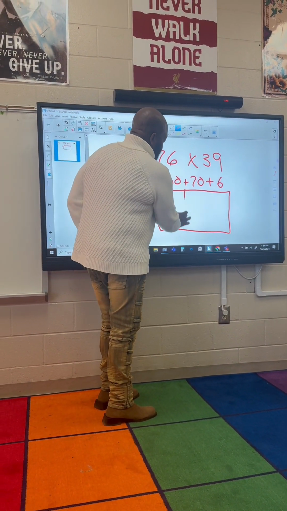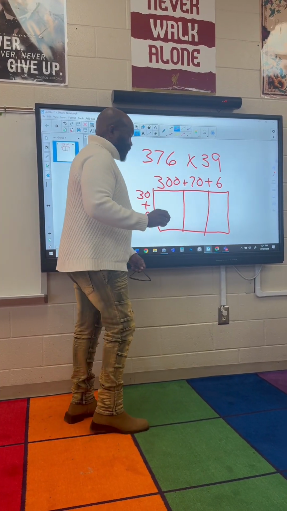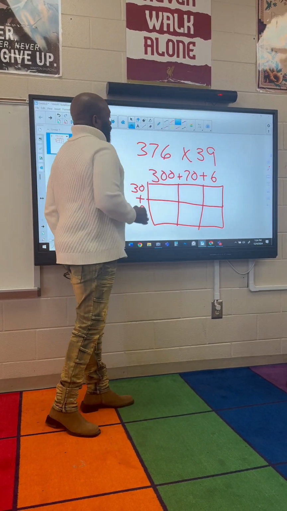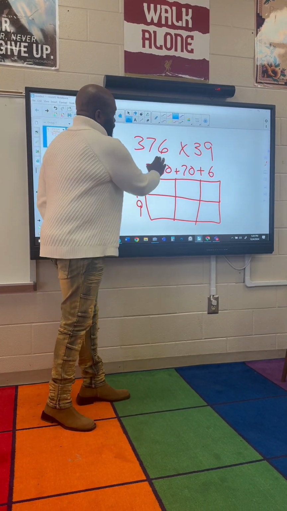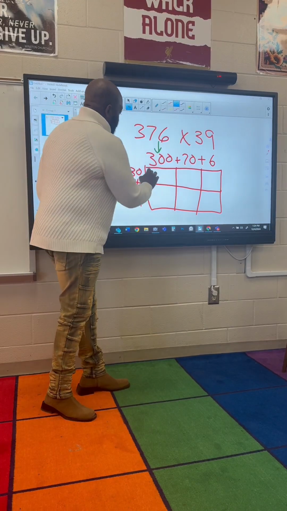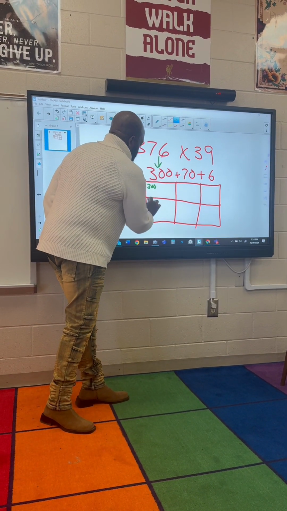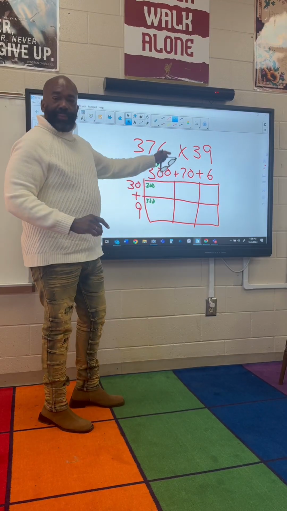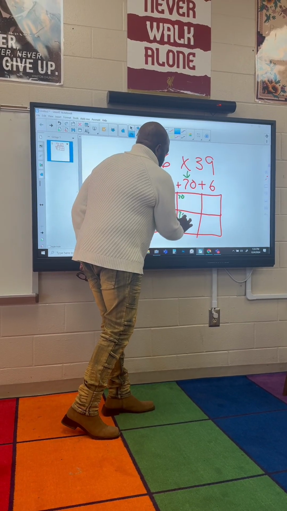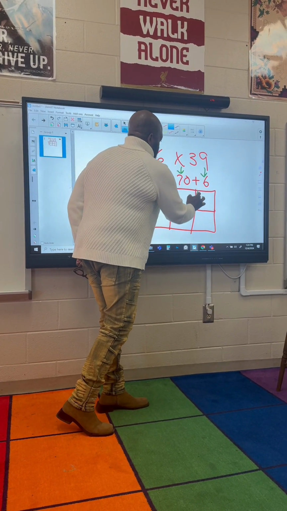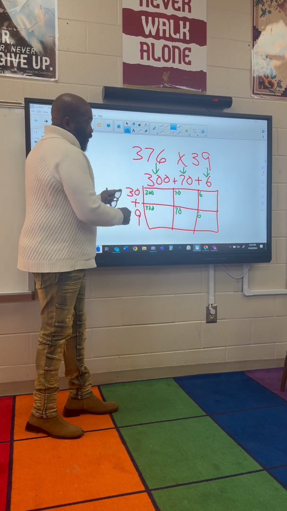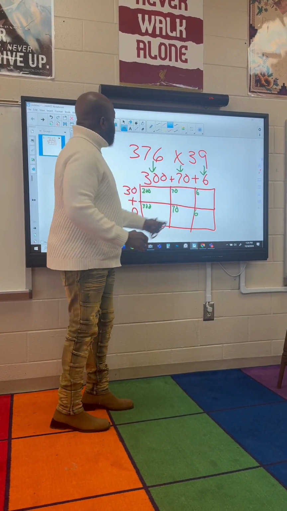Anywhere I have a plus sign, I'm going to draw a line. Now, what I teach my kids is that this digit here, I'm going to push the value of 300 down to every box underneath it. And I'm going to repeat that with the other digits. Now, I'm going to push the 39, the 30 plus the 9, to every box in front.